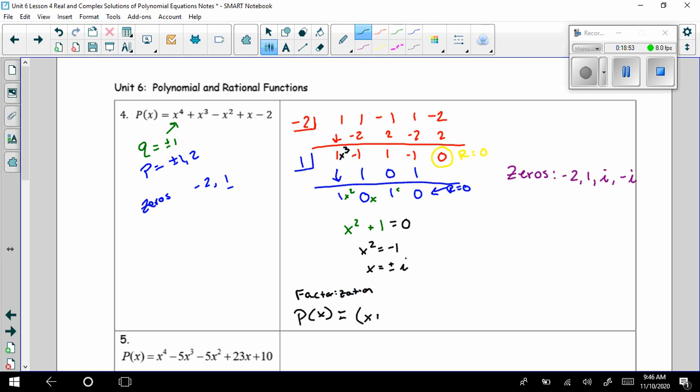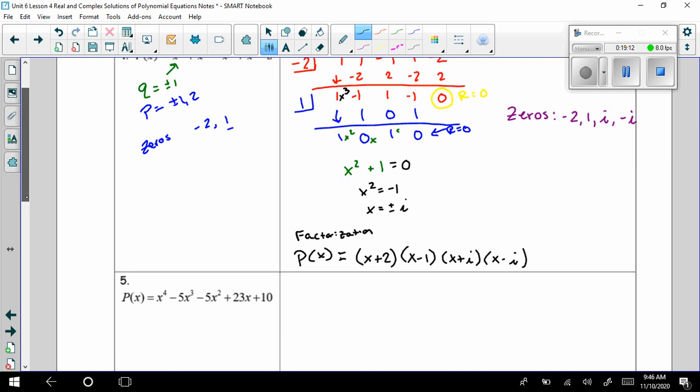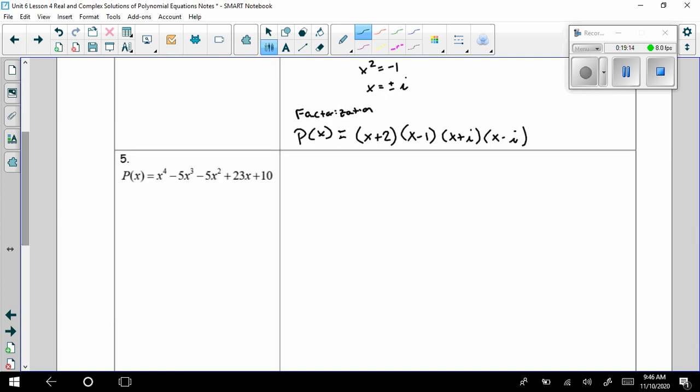Of x plus 2, remember you switch signs for your factors, x minus 1, x plus i, and x minus i. All right, if x minus 2 is a factor, then x plus, or excuse me, if -2 is a 0, then x plus 2 is a factor. Okay, so I want you to go ahead and do the same thing with this problem. So try this one on your own, please.